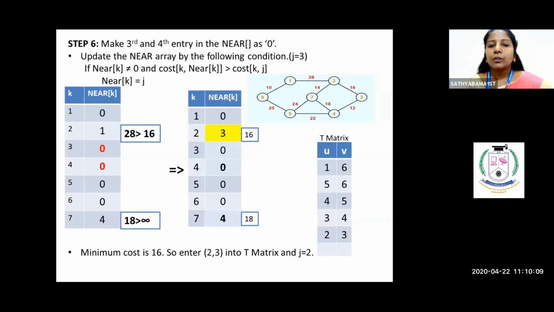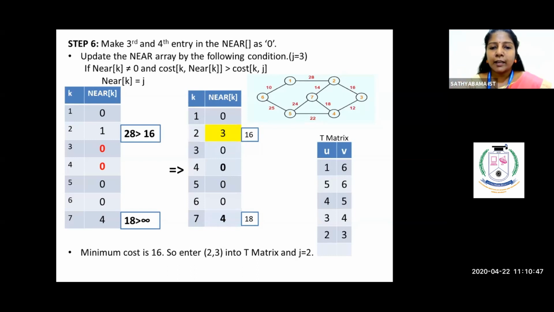Now the next step is to calculate the cost of the non-zero entries. Totally 2 entries, 2 comma 3 and 7 comma 4. The cost of 2 comma 3 is 16 and 7 comma 4 is 18. Which is the minimum cost here? The minimum edge cost is 16. The corresponding edge is 2 comma 3. So enter 2 comma 3 into the T matrix. So totally 5 entries we have made in the T matrix.